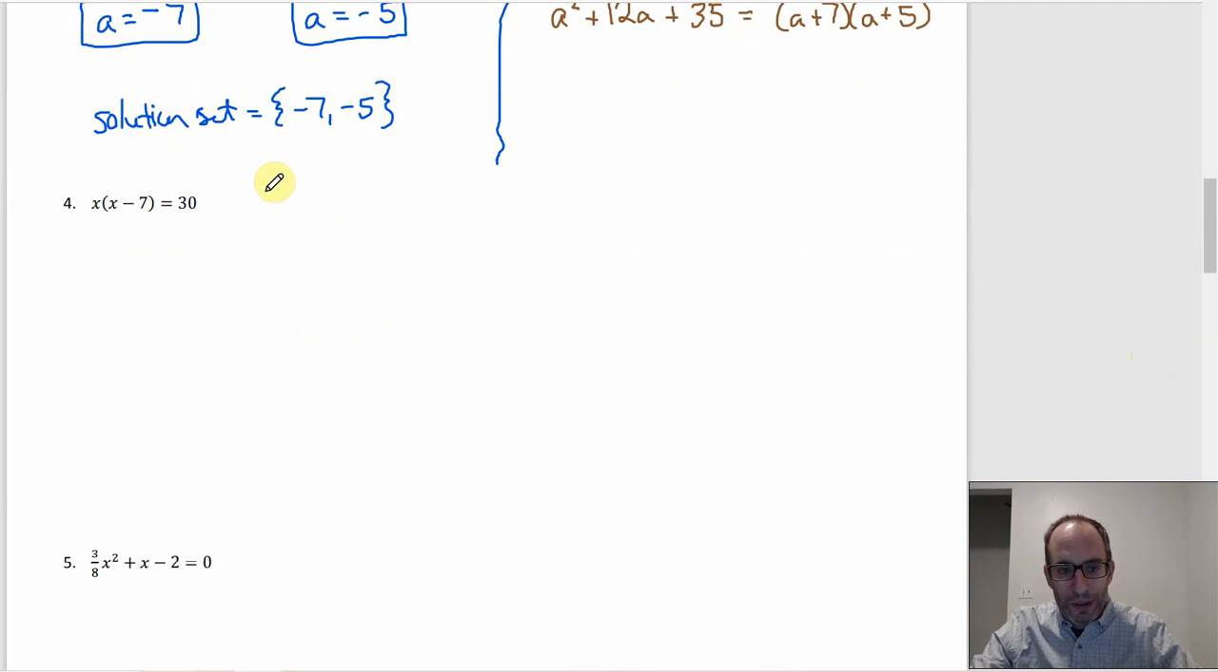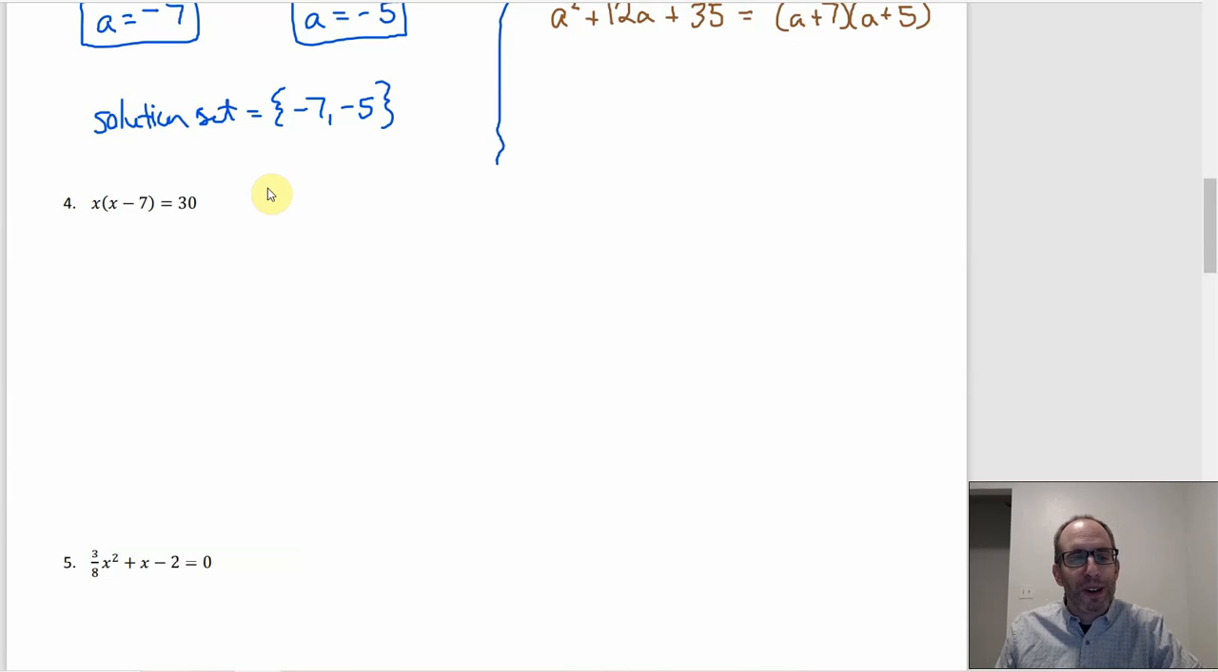So the thing that's the trap would be trying to use the zero product property without having a 0, like saying that x equals 30 or x minus 7 equals 30, but that doesn't have to be true, right? If you're multiplying two numbers together to get 30, they don't have to be 30 and 1, right? They could be 6 and 5. That works. So that property won't work when you don't have a 0 over there.